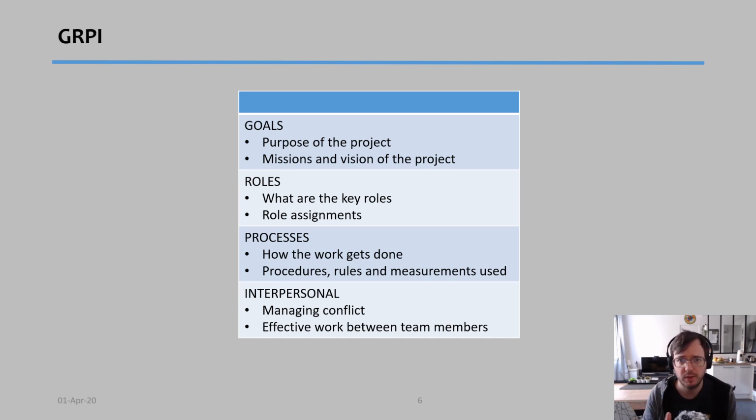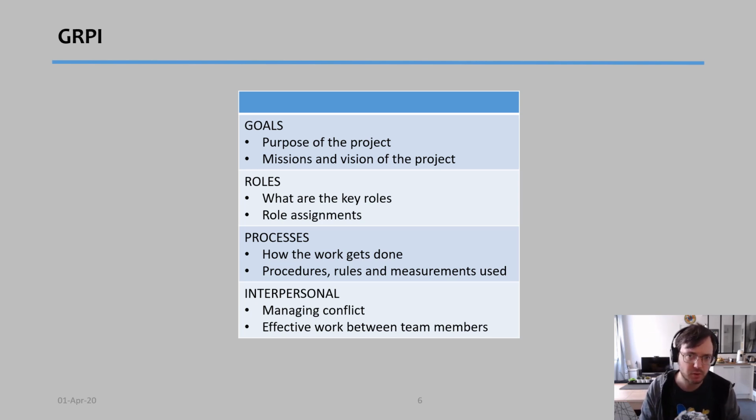Goal problems are problems related to the purpose of the project, problems related to the mission and vision of the project. Roles problems come from the key roles that you have in the project, or role assignments, maybe conflict, two people that got assigned to do the same task, or someone that did not get assigned to do a specific task. Process problems are about how the work gets done, and about problems with procedures, rules, or the measurements that you are using in order to check how the work is going.